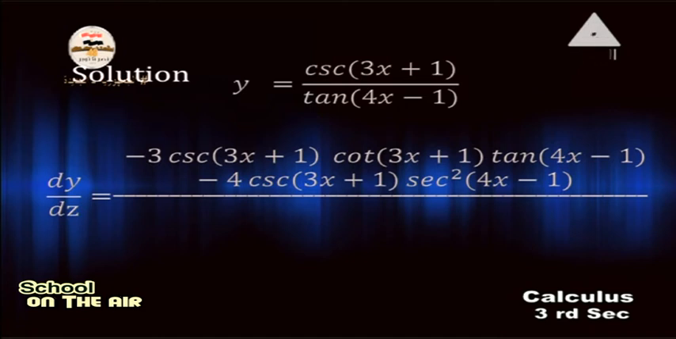Then the derivative of cosec 3x plus 1 over tan 4x minus 1 equals negative 3 cosec 3x plus 1 cotan 3x plus 1 multiply tan 4x minus 1, and the second term, negative 4 cosec 3x plus 1 sec squared 4x minus 1, all over tan 4x minus 1, all to the power 2, or tan squared 4x minus 1.